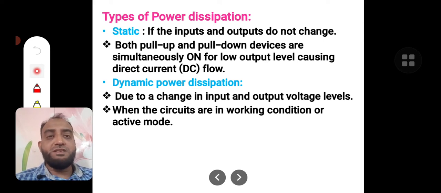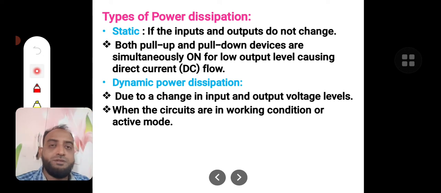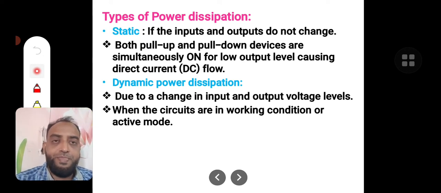Whereas the power dissipation due to the changing levels of input and output is called dynamic power dissipation. When the circuit is active and working, inputs and outputs keep changing. Whenever the load capacitor charges and discharges, it incurs power dissipation.